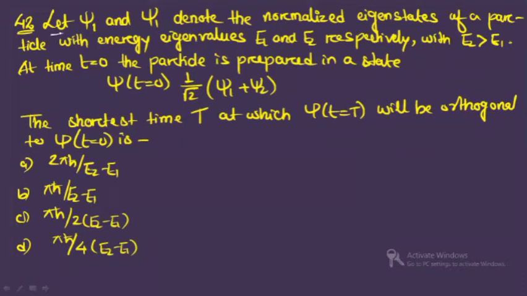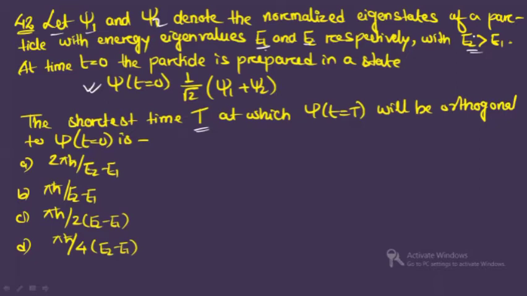Next, here it is given: let psi1 and psi2 denote the normalized eigenstates of a particle with energy eigenvalues E1 and E2 respectively. Here E2 is greater than E1. At time t equals 0, the particle is prepared in this state, and you have to calculate the shortest time capital T at which the state psi at t equals capital T is orthogonal to psi at t equals 0. So psi1 and psi2 are the two normalized eigenstates whose energy eigenvalues are E1 and E2. E2 is greater than E1, right?